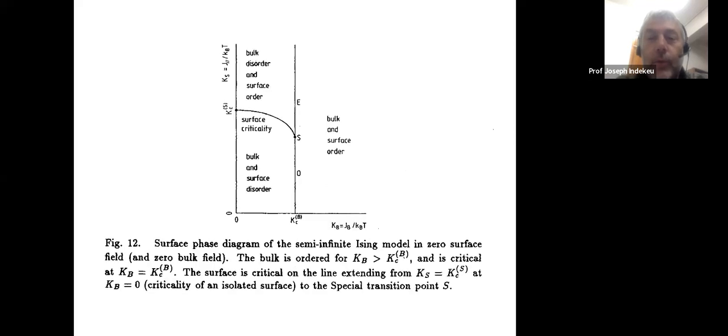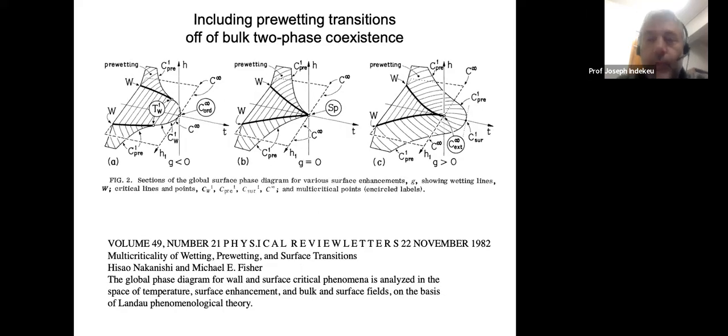Now, to conclude, I'm going to show you beautiful drawings made by Nakanishi and Fisher in a PhysRev letter in 1982. And these phase diagrams have guided numerous works by other people and also by themselves, numerous further work on wetting. These are global surface phase diagrams for various choices of enhancements in the space of temperature, here called small t, and surface field called H1, and even the bulk field called H.